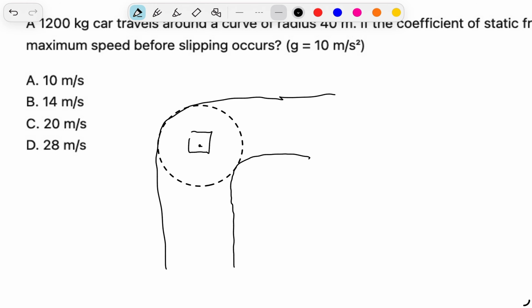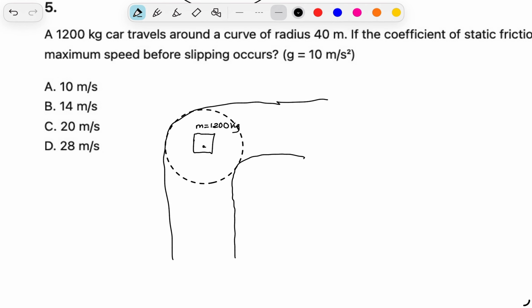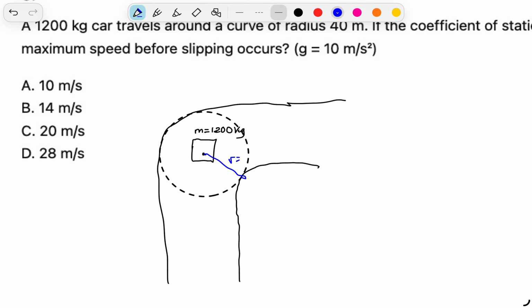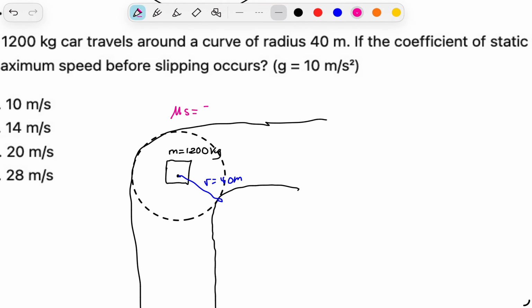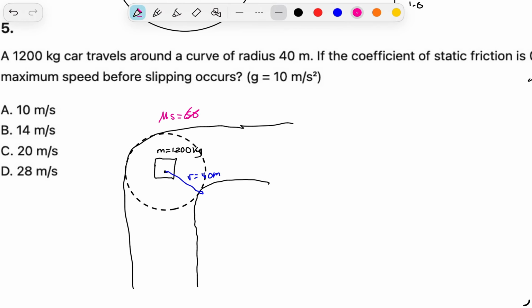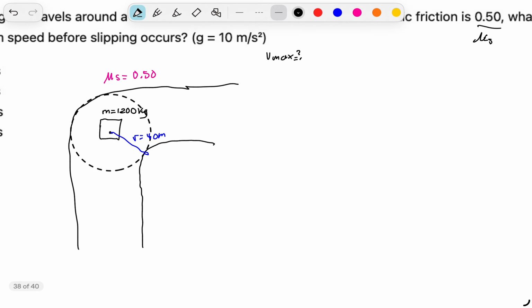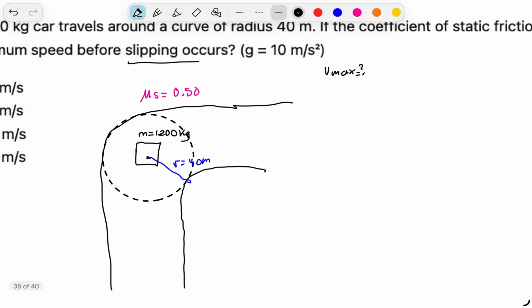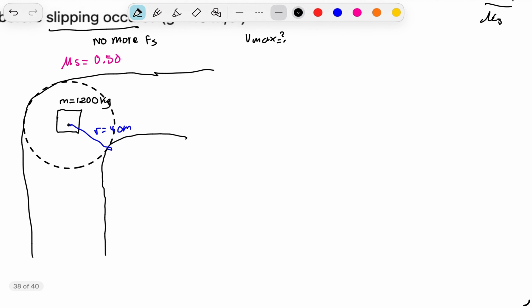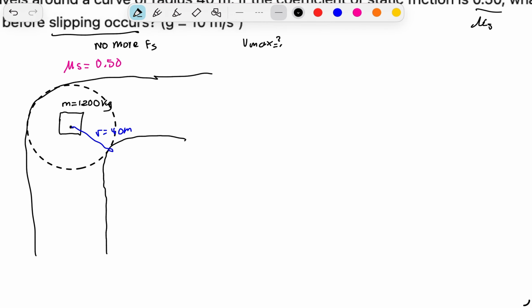So our car is going to be 1,200 kilograms. Your radius here is going to be equal to 40 meters, and mu s is equal to 0.50. And we want to find when Vmax is. So before slipping occurs is when you no longer have Fs. No more Fs, no more static friction acting. That means that you have overcome the barrier of Fs max.